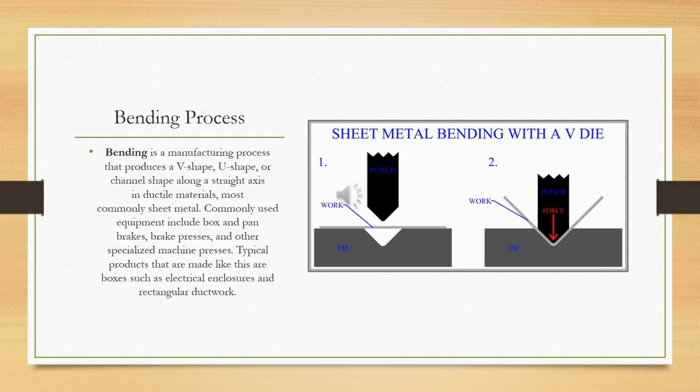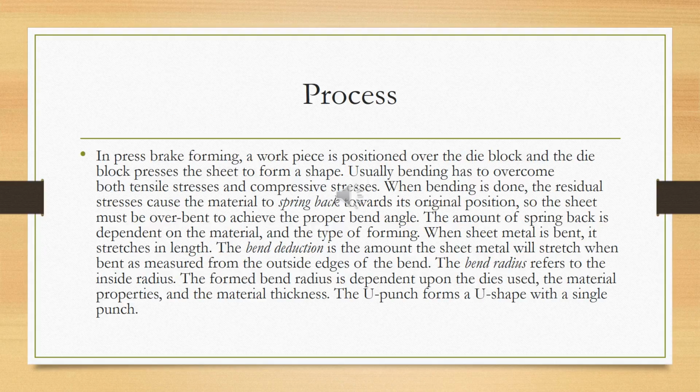And at the right, we have an image of the bending process of the machine for sheet metal bending with a V die. The process is called press brake forming. A workpiece is positioned over the die block and the die block presses the sheet to form a shape.